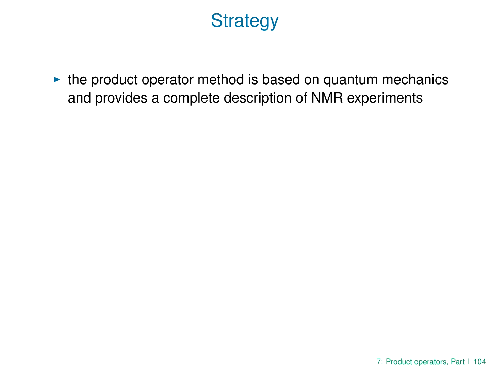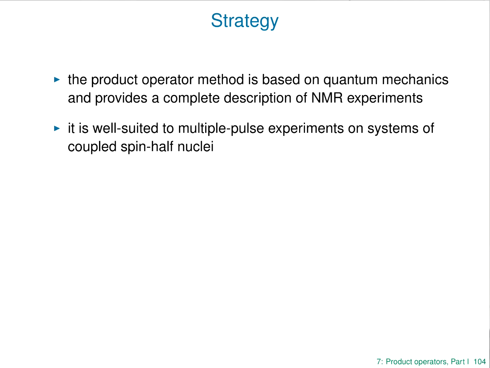So it will not have the limitation that the vector model had. In other words, we will be able to describe scalar coupled systems, multiple quantum, and so on. And the product operator method is very well suited to multiple pulse NMR on spin half systems, which is what we're going to consider. So it really does turn out to be a very useful tool in that context.